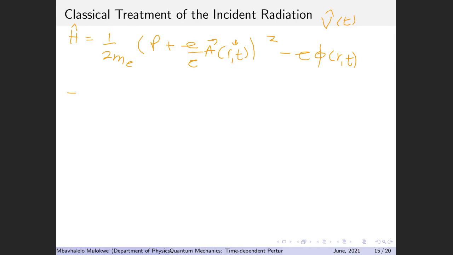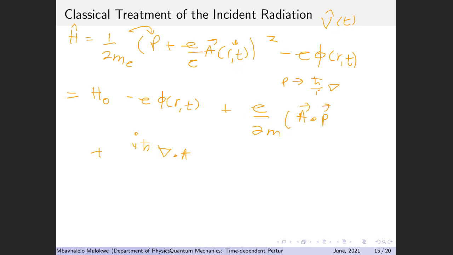And then once we multiply, we now get H0. And as I said, H0 will just be this term p squared over 2m minus e phi of r and t, plus e over 2m A dot p, plus, because they don't really commute, the other term will be p dot A, but p is given by a derivative. What I'm saying is that p is given by h bar over i times grad. So then this ends up giving you a term like i h bar divergence of A, plus A squared over 2m c squared.